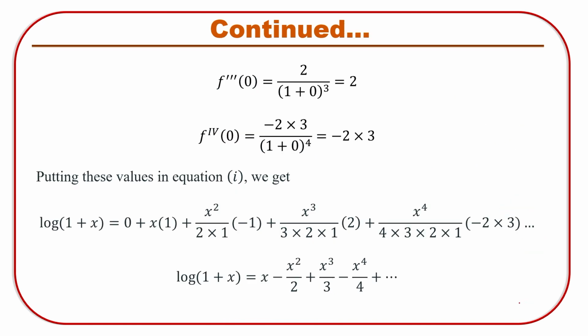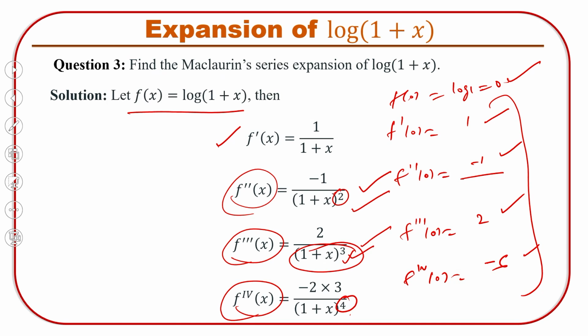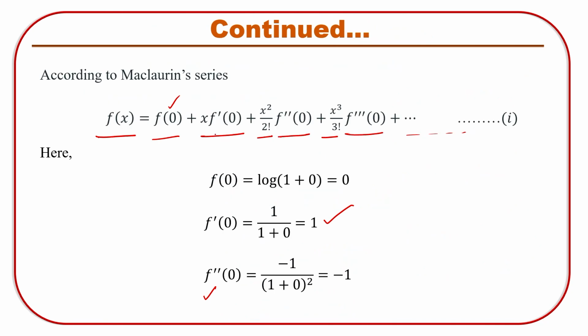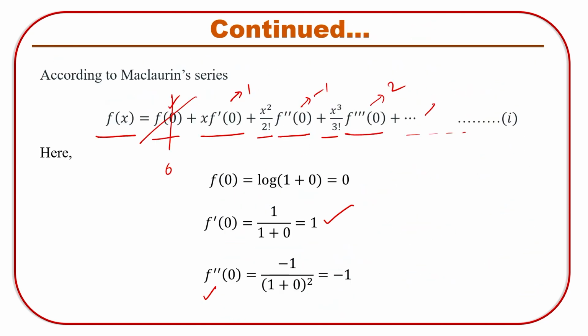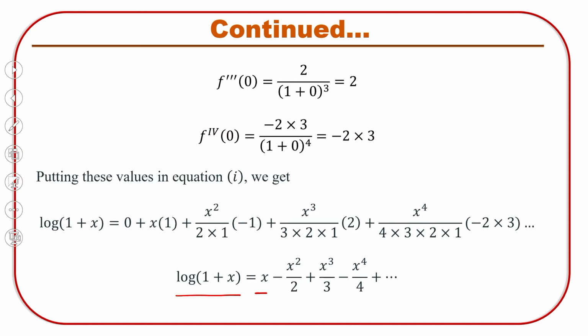So, now you can see the value, that is log of 1 plus x can be written as x here, f of 0, right. So, that is equal to 0. So, the first term is 0, and so this will become 1, this will become minus 1, this will become 2, right. And another one becomes minus 6, another one becomes something different, right.